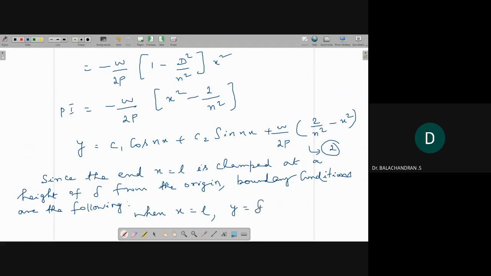Delta. Okay. So in the diagram I showed that when x is equal to L, y equal to delta, and dy by dx equal to 0. Now I am going to use when x is equal to L, y equal to delta first. After differentiating this equation 2, I will use when x is equal to L, dy by dx equal to 0. So now I am going to use when x is equal to L, y equal to delta in equation 2.